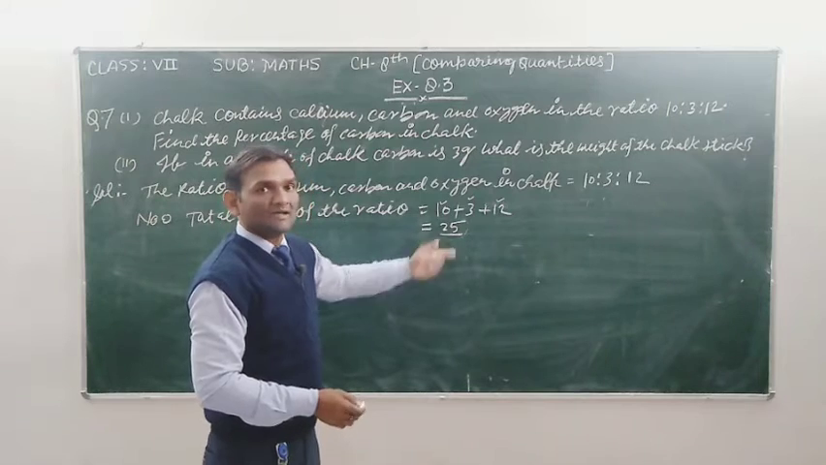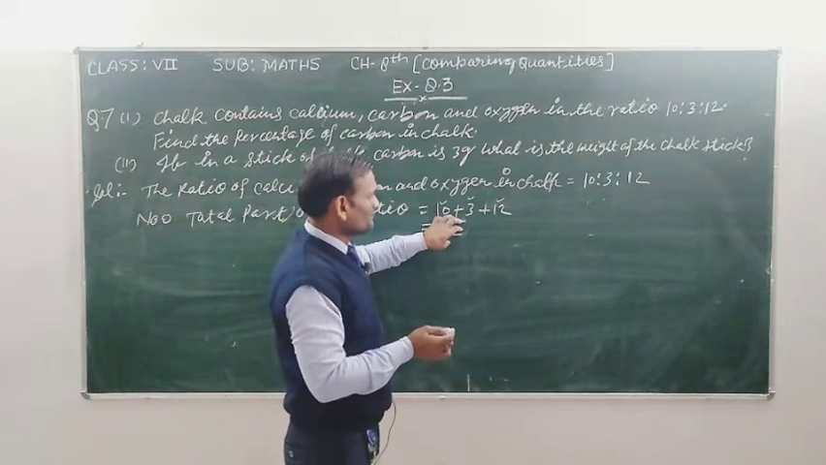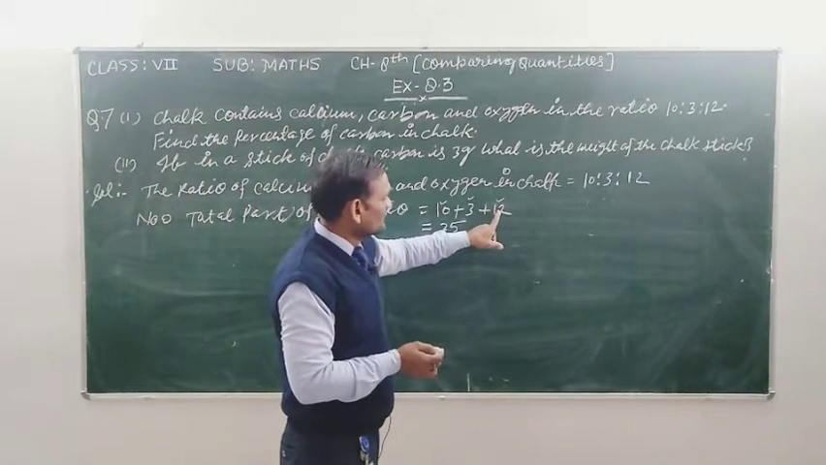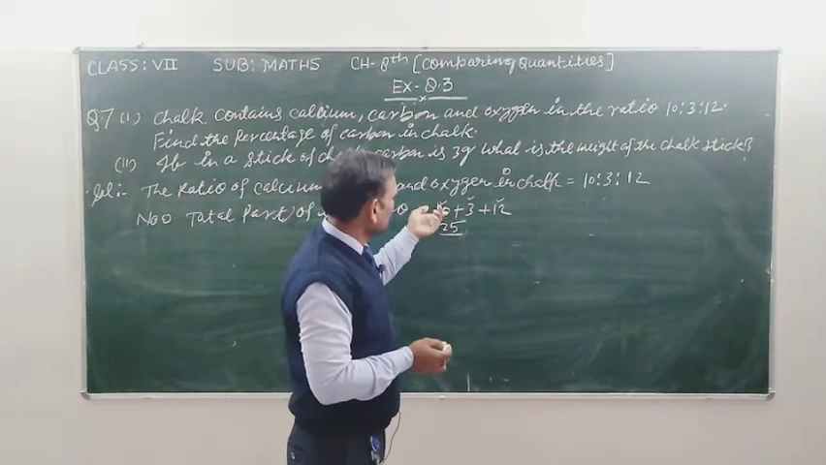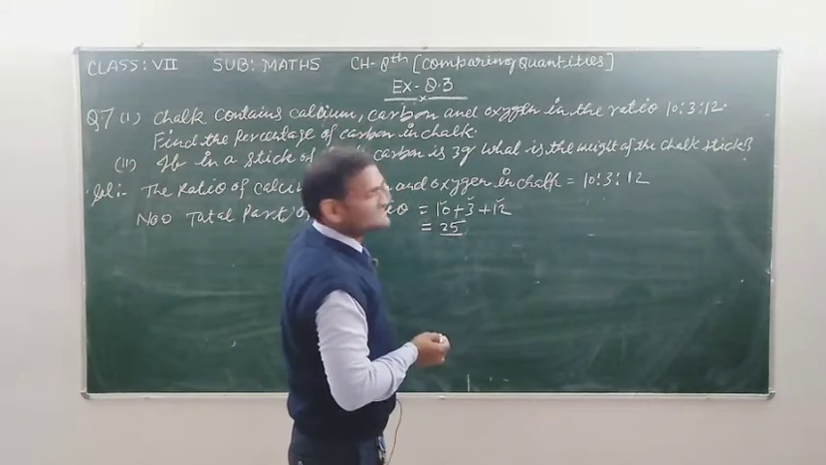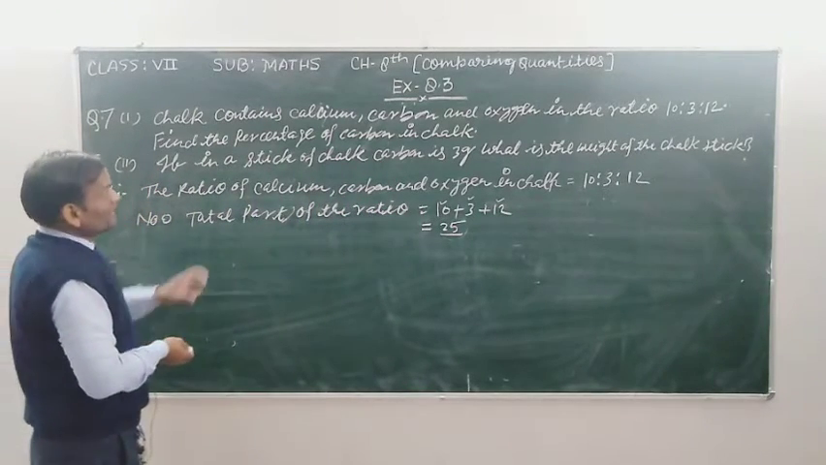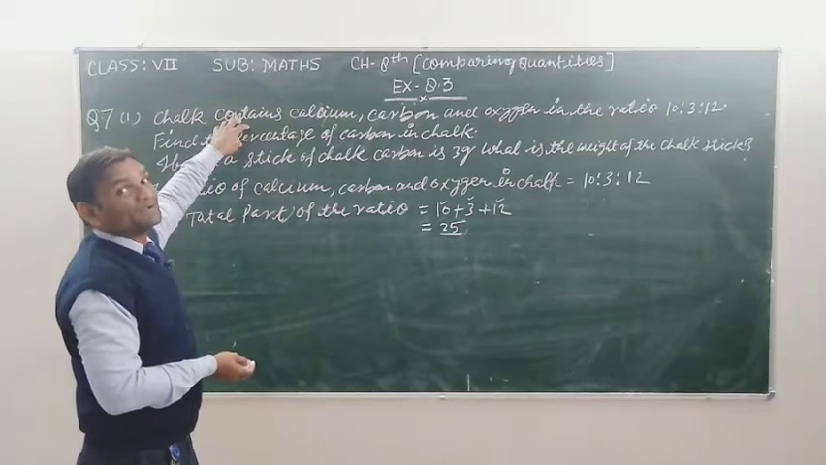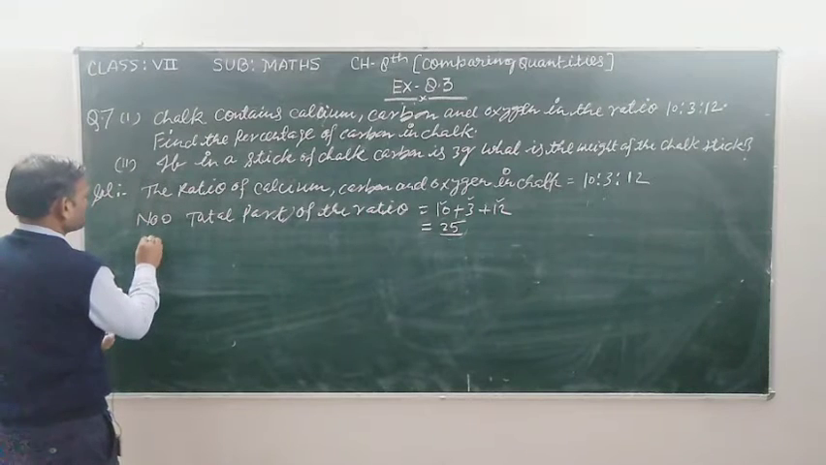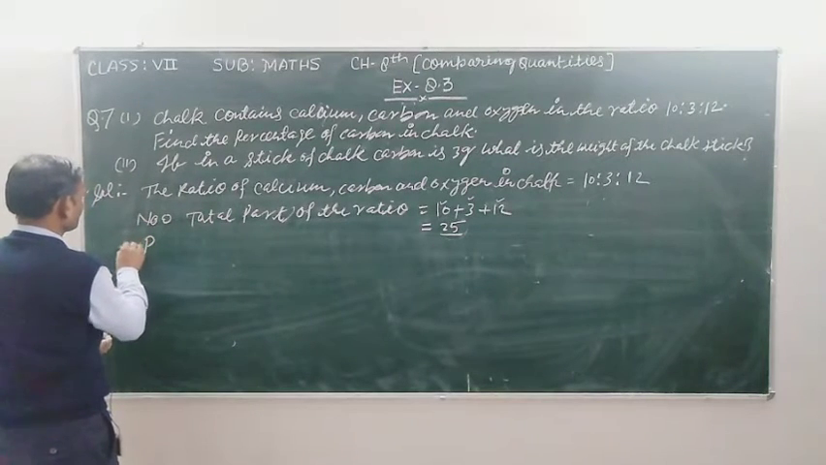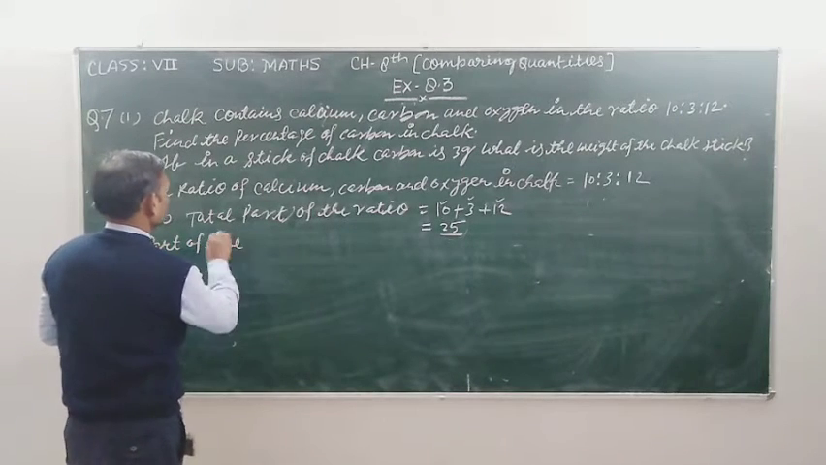ये मीनिंग है इसका कि अगर 25 टोटल है सम, तो उस 25 में 12 पार्ट ऑक्सीजन, 3 पार्ट कार्बन एंड 10 पार्ट इज कैल्शियम. So student, firstly we have to find out the part of the carbon.